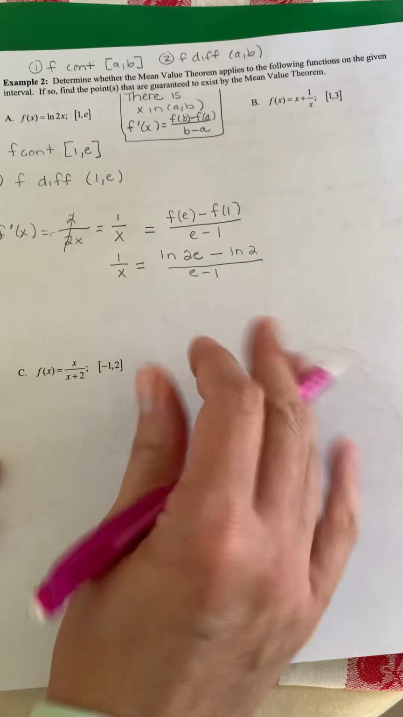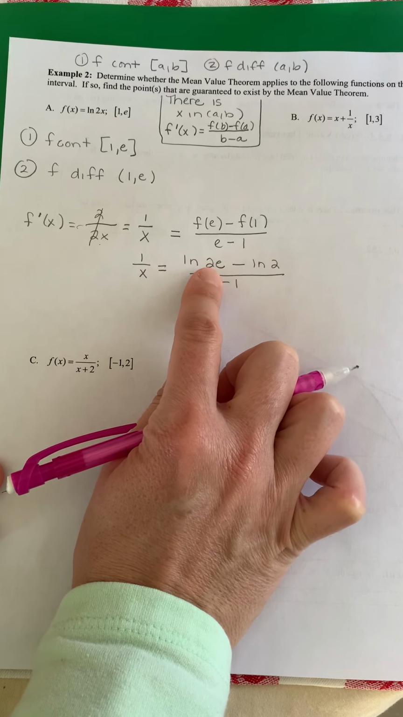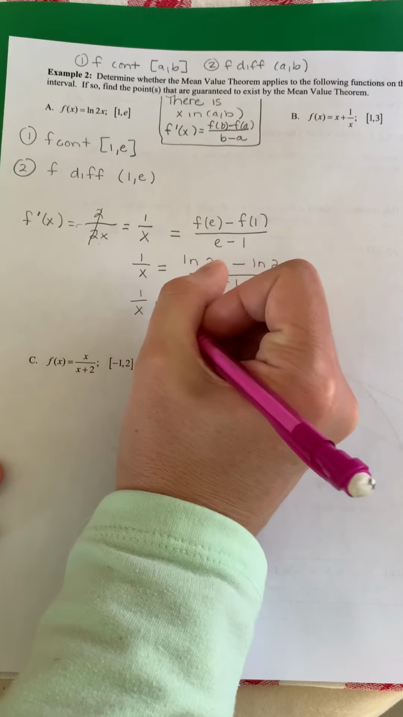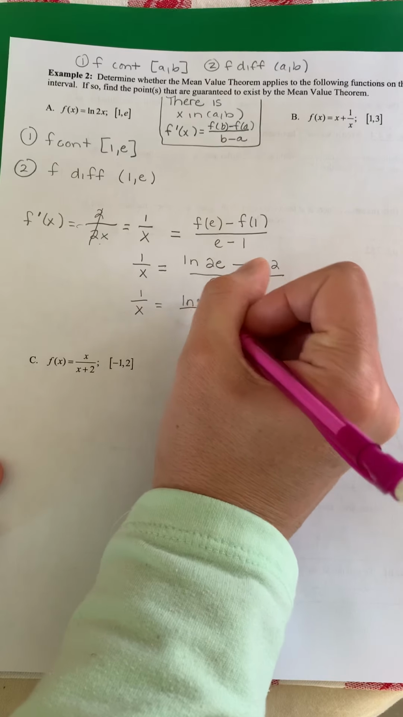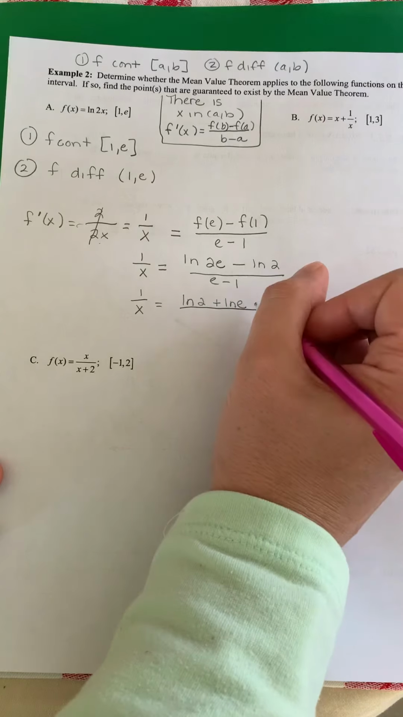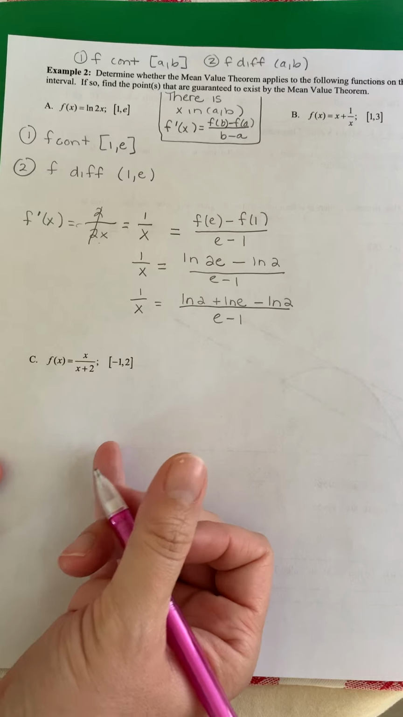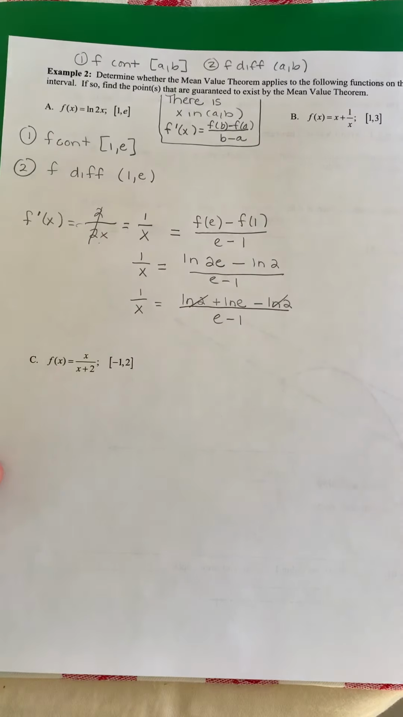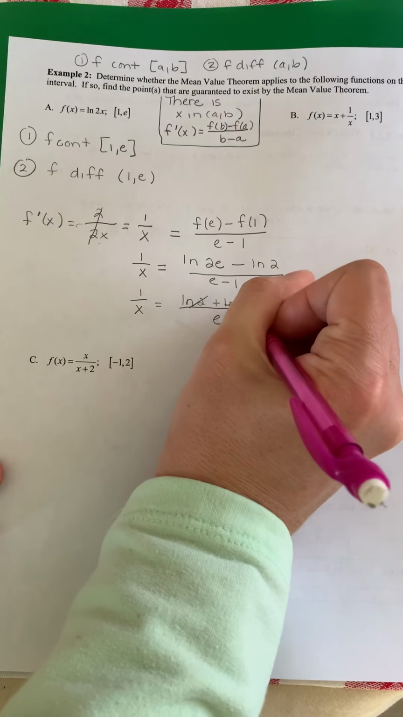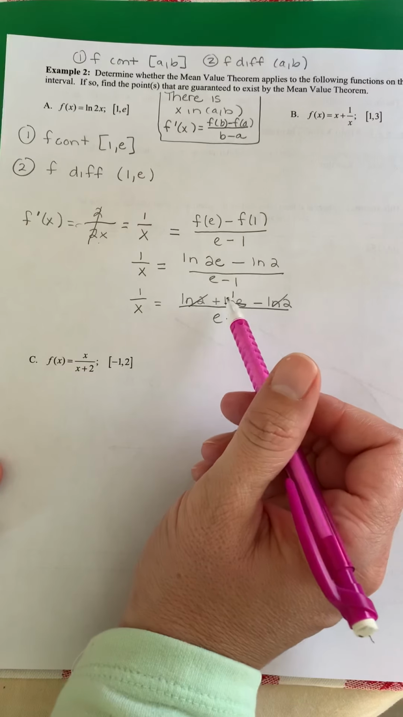Right here, this is the product rule for logs, so a multiplication can change into an addition. So we have 1 over x equal to the natural log of 2 plus the natural log of e, using that product rule, minus the natural log of 2, all over e minus 1. That's really good news for us because these natural logs of 2 are going to cancel out. We also know that the natural log and e cancel each other out, so we get an answer of 1 for that part right there. This makes things a lot easier.